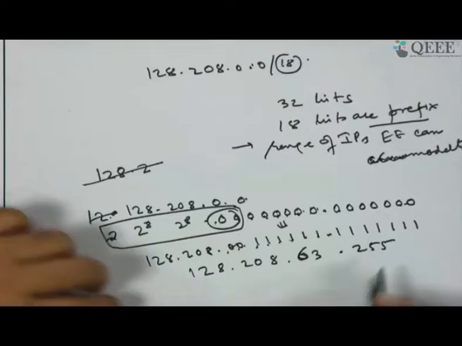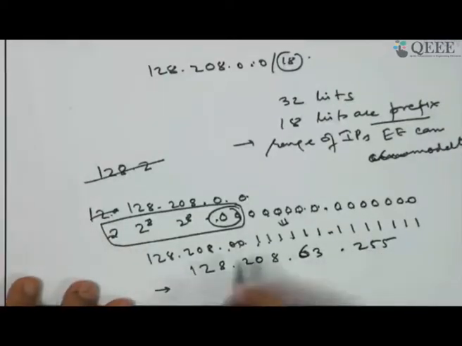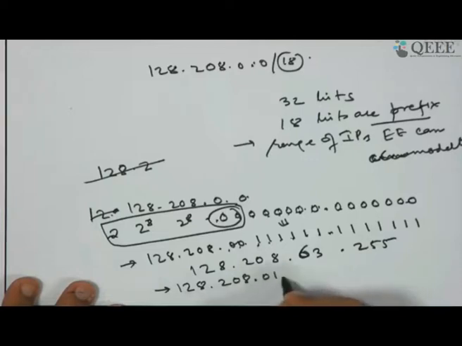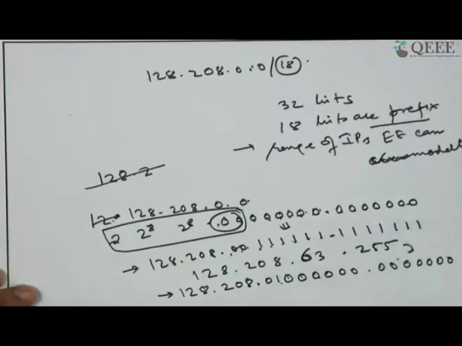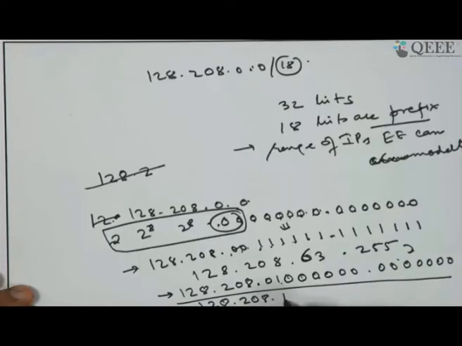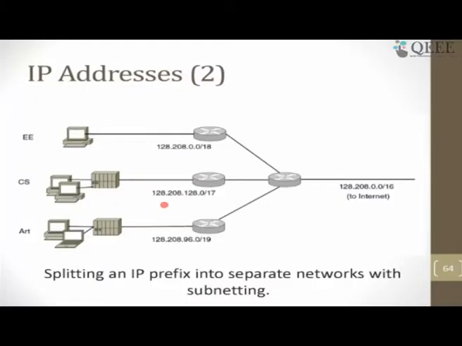What would be the exact next address after this? It is 128.208.01 followed by all zeros. This is the exact next address from this, if you think carefully. And what is this? Tell me. It is 128.208.128.0.